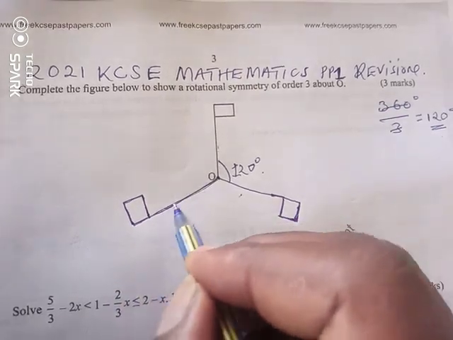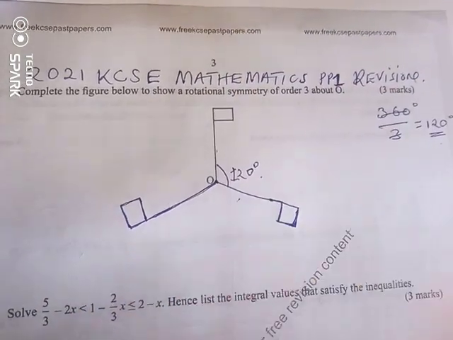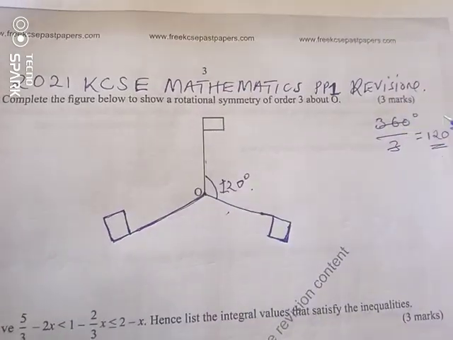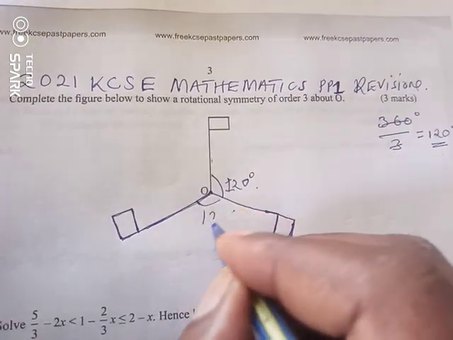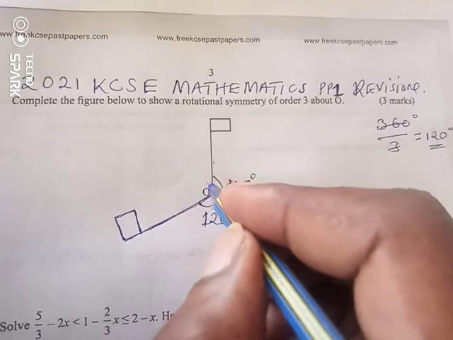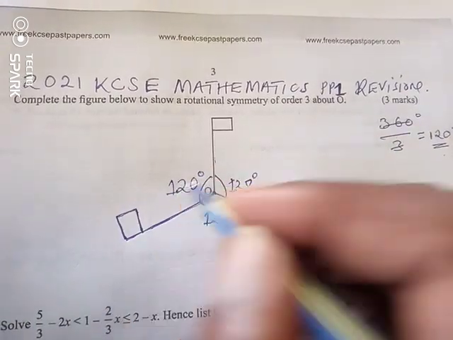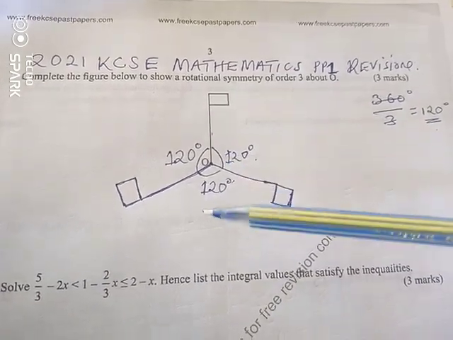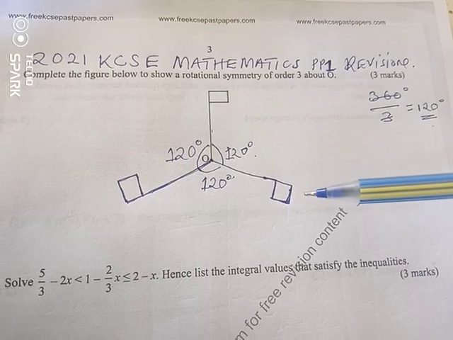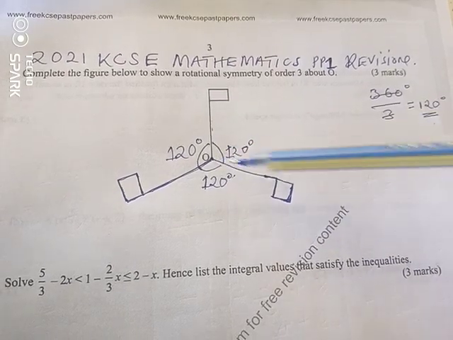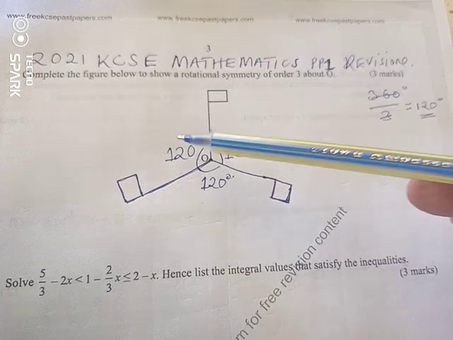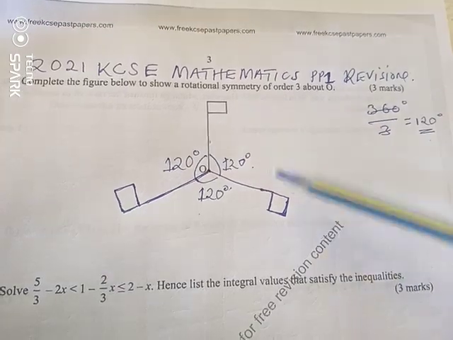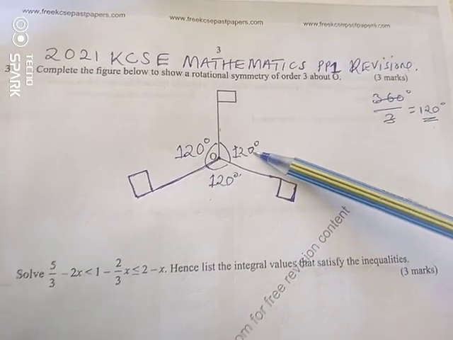So each time we place this diagram and move it around, it will fit exactly 3 times within a full rotation of 360 degrees. So this angle here should be 120, and the other one also 120. So that shall be what we shall have. To the learners, maybe I didn't have a protractor, but I hope you understand. We measure 120, we measure 120, we measure 120.